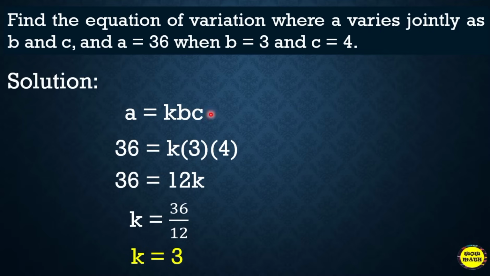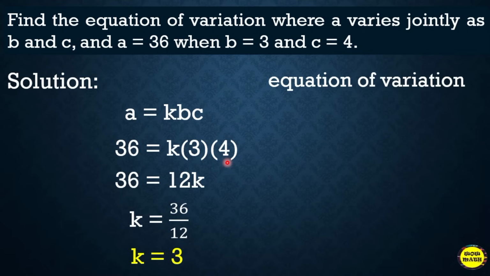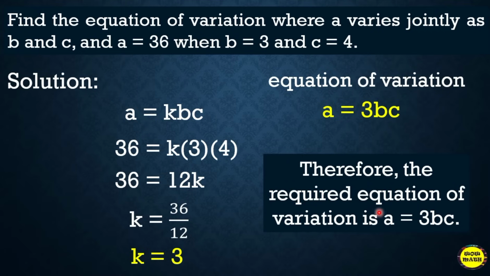So, balikan natin itong translate natin na mathematical statement para makuha natin yung equation of variation. Kung saan, papalitan lang natin yung K natin ng 3. So, that is A equals 3BC. So, ito na ngayon ang equation of variation. Therefore, the required equation of variation is A equals 3BC.